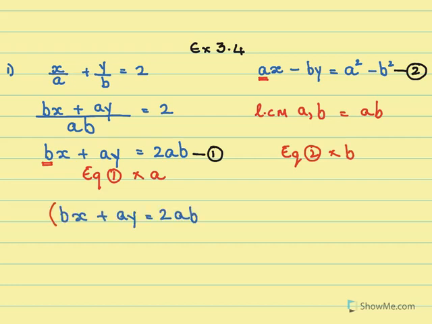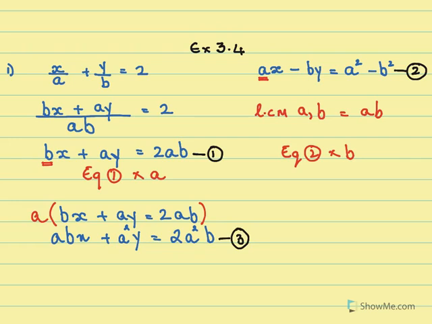So this is our equation 1, and I'm going to multiply it by a, and on multiplying by a, I will get abx plus a square y equal to a into 2ab, which is 2a square b. I'll mark this as equation 3.